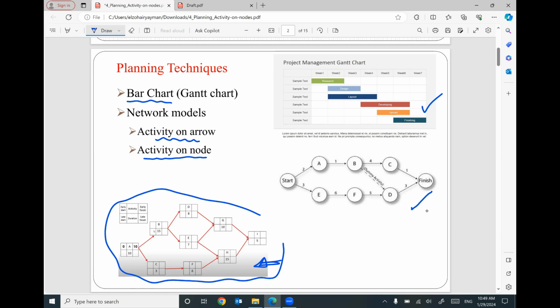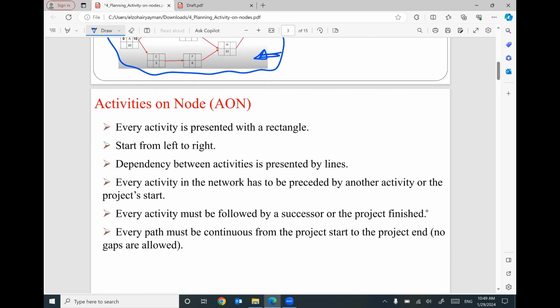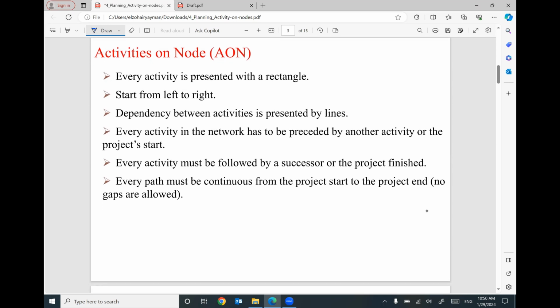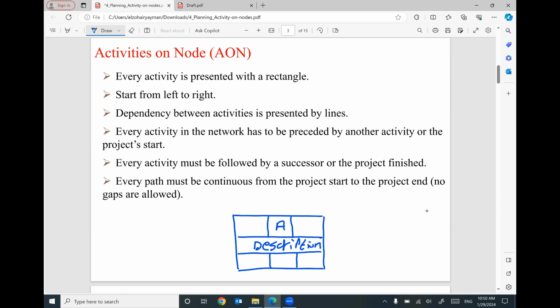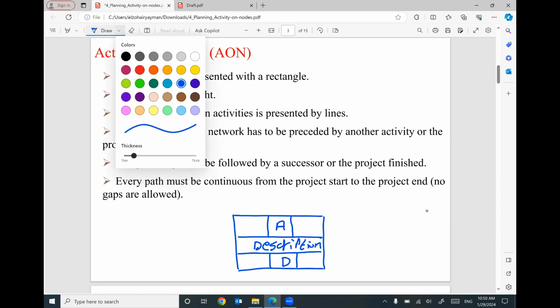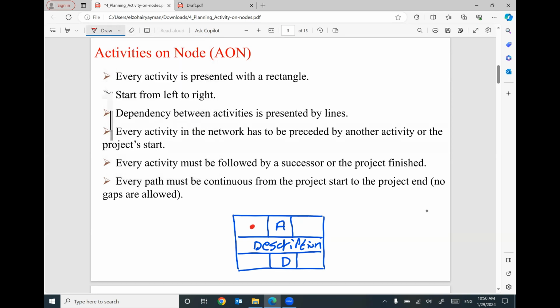This is the final product for activity on node. Keep in your mind, an AON network is represented by every activity being presented with a rectangle. We are going to draw a rectangle like this one, and each rectangle will be divided into different parts. I will put here the name of the activity, a short description for the activity, and the duration for this activity. Later, we are going to use these other boxes for early start, early finish, late start, late finish, but that will be covered in the scheduling part.